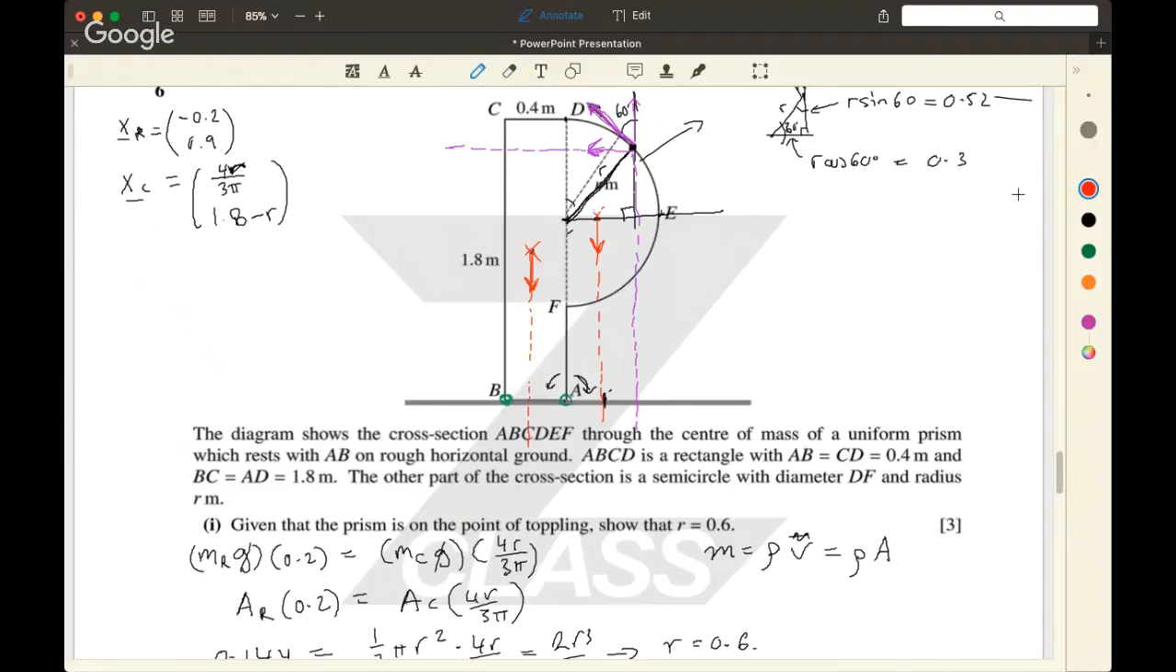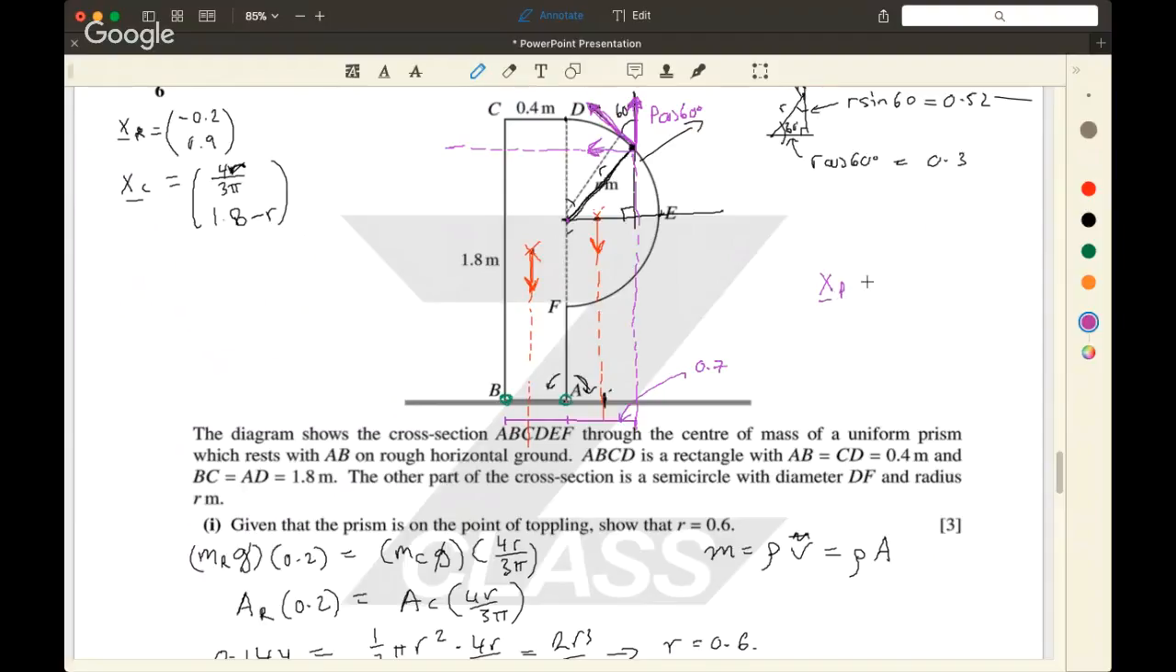We are looking for all the things that could be providing a moment about B. So this force P, the vertical component, which is P cosine of 60 degrees, is acting at a distance of, now I'm measuring distances from B. That's what I care about. So this distance here is going to be the distance to the edge of the rectangular prism plus this distance R cosine of 60, which is 0.3. So this distance here is going to be 0.4 plus 0.3, which is 0.7.